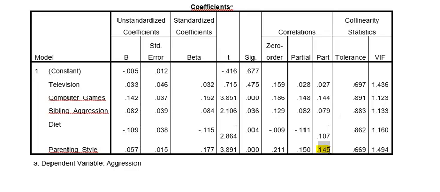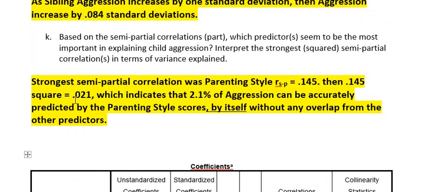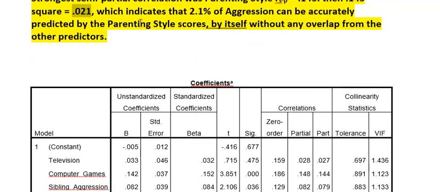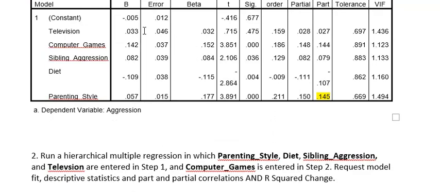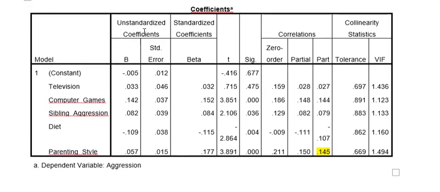But parenting style has the largest semi-partial, and when you square it, you get 0.021. So what this means is that parenting style can explain about 2.1% of the aggression by itself, without any overlap from the other predictors. Okay, so that's what that means. All right, let me get down here to number 2.